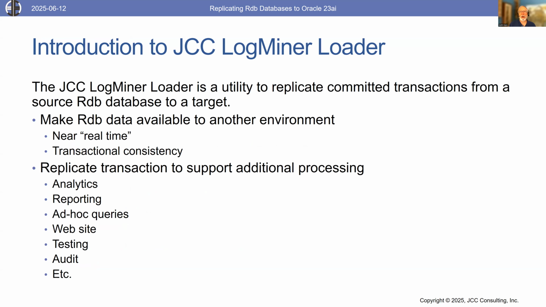The JCC LogMiner Loader uses the RMU unload/after utility to extract committed transactions from the RDB database. It then applies those to a target someplace. And the resulting replication is close to real time, but more importantly, it is transactionally consistent between the source database and the replicated target database.